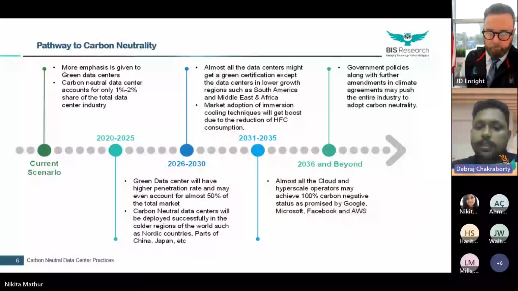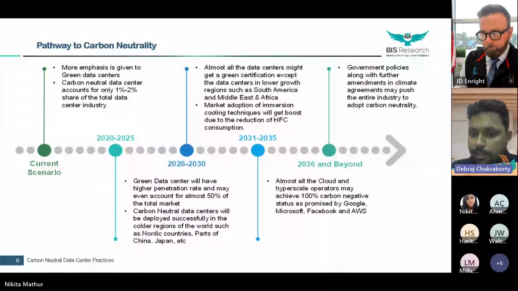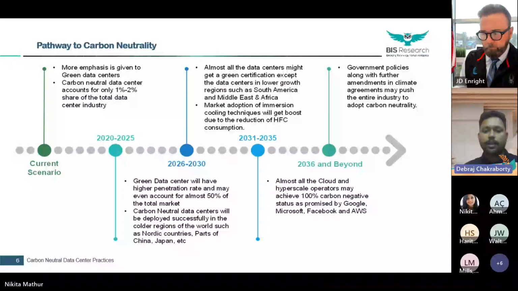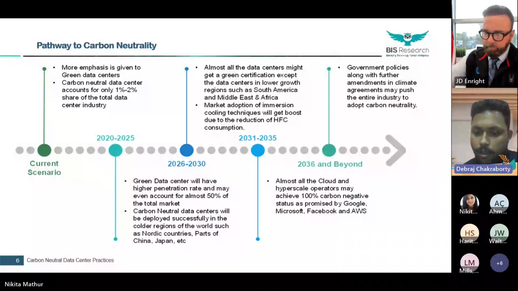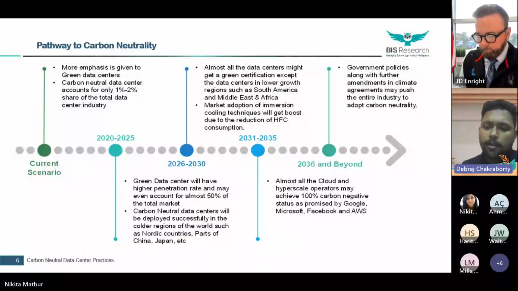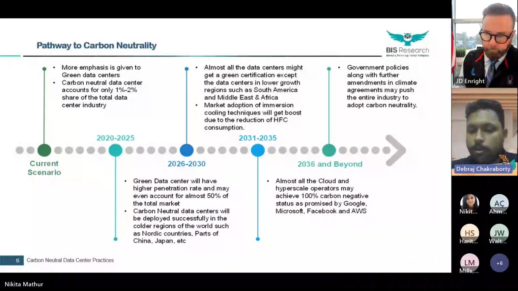What's going to happen after 2030? We believe that the hyperscale operators are going to achieve 100% carbon negative status as promised by Google, Microsoft, Facebook, and AWS. They've all promised that by 2030, they are going to achieve this. The plan is not clear yet. They believe they have started offsetting the carbon that they are emitting through a carbon credit system. They have installed renewable energy. Apple and Google, they are using 100% renewable energy right now itself. The only matter of time is to see if they can reduce their scope 2 and scope 3 emissions, which is something that they are not emitting directly.